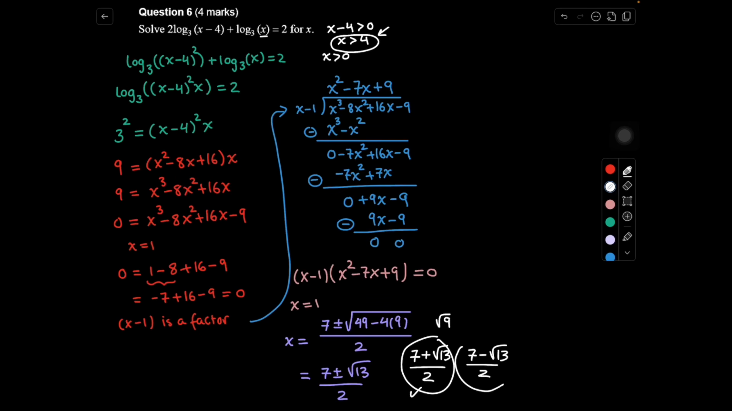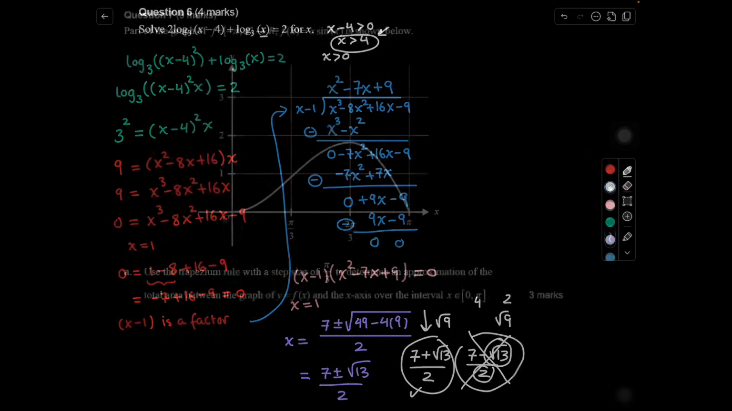What about this one? Well, considering that root 9 is 3, 7 take away 3 would be 4, and then divided by 2 would be 2. That is guaranteed less than 4. And root 13 is even bigger than root 9, so this number would be even less than 2. So this answer is not good. So our only answer should be this one right here.